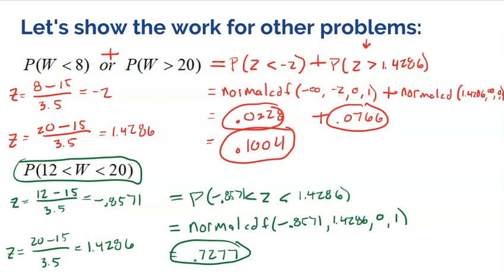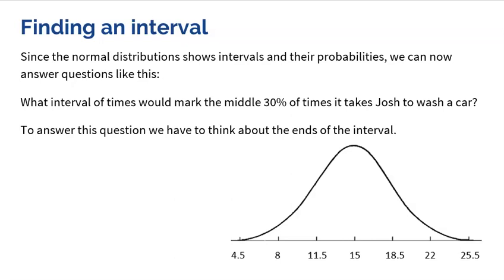All right, now what else can we do with the normal model and these continuous random variables? Well, we can also find intervals. Remember, the normal distribution shows the intervals and their probabilities. We can now answer questions like this, right? We could go both ways. I could give you an interval and you find the probability, or I could actually work backwards. So the question here is, what interval of times would mark the middle 30% of times it takes Josh to wash a car? So now I'm looking for the middle 30%, the 30% probability that's in the middle.